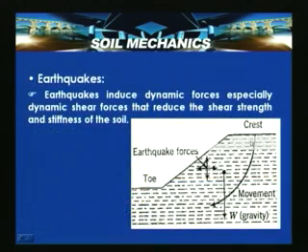Another cause which we discuss is earthquakes. Earthquakes induce dynamic forces, especially dynamic shear forces, which occur in a very short duration, and that reduce the shear strength and stiffness of soil. So here these earthquake forces can act in either the vertical direction or the horizontal direction, and can induce movement and then induce failure of a particular slope.